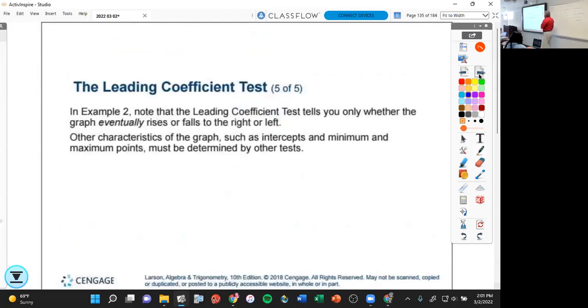The leading coefficient tells you only whether the graph eventually rises or falls. That's all it tells you. Other characteristics of the graph, such as where are the x-intercepts, where are the y-intercepts, what are the minimums, what are the maximums, do we have any relative minimums or relative maximums? All that stuff we have to figure out using other methods. So the leading coefficient test only tells us what the graph is doing as it goes to the left and goes to the right.